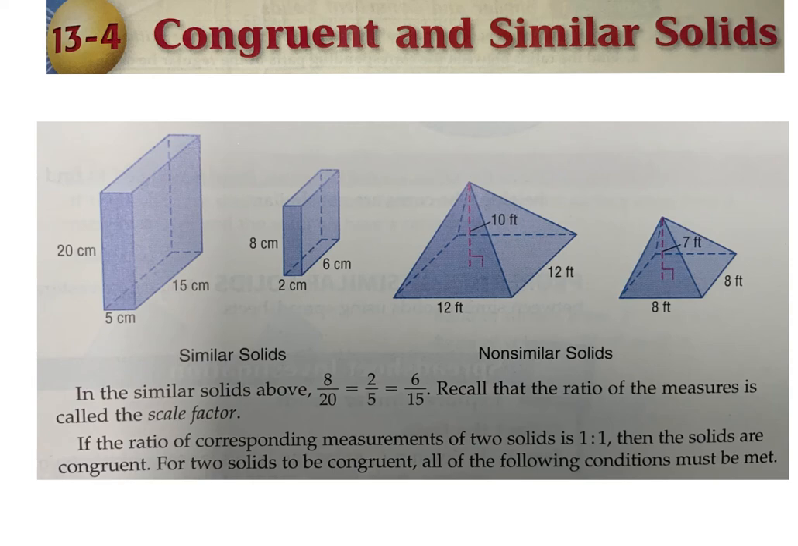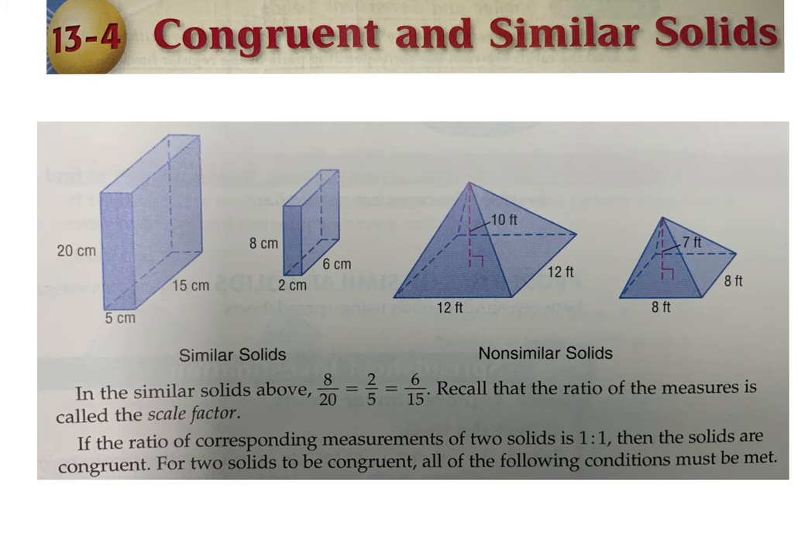So similar figures: a similar figure has the same shape but not the same size. Congruent figures have the same size and shape. The first two they give us are rectangular prisms. What you'll notice is there is a ratio between all the sides that is called a scale factor.